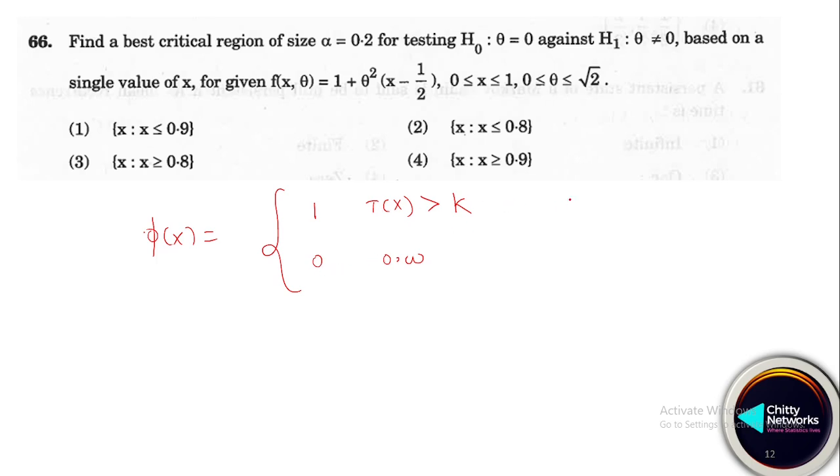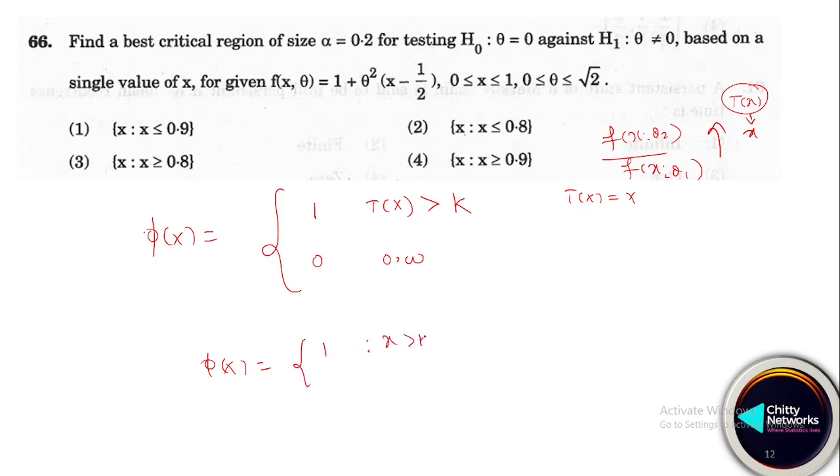And here T of x is x. In this case we have T of x is x, because f of x comma theta 2 divided by f of x comma theta 1 is monotonically increasing in x. In general it is increasing in T of x, but for this question this is monotonically increasing in x. So therefore we shall replace this. So pi of x is equal to 1 if x is greater than k, and 0 otherwise.